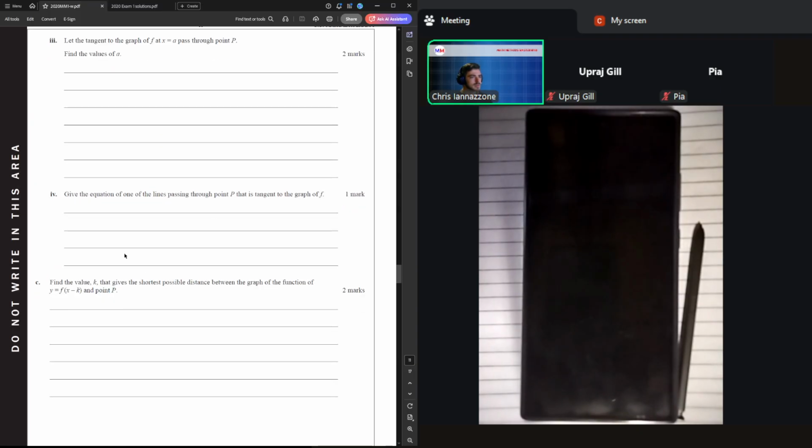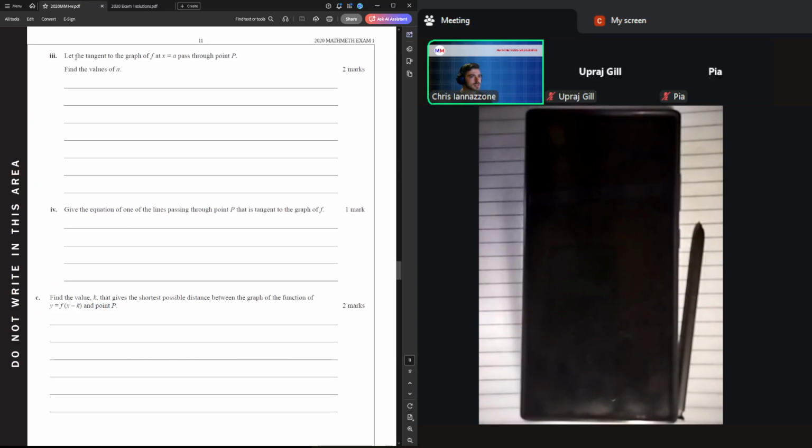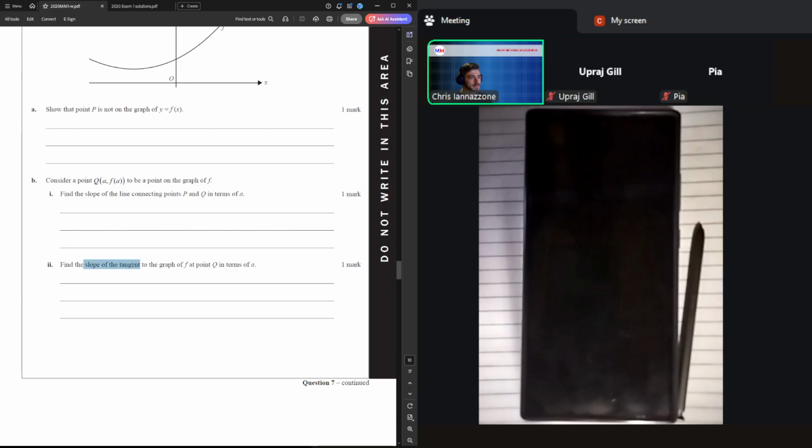Cool. And then part triple I. I'll pitch it, see if anyone has an idea first. Let the tangent pass through point P. Find the values of a. So maybe you won't have an answer immediately. We'll just sort of talk conceptually about it for now.